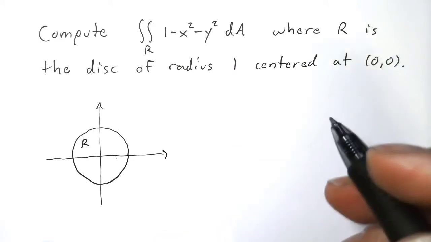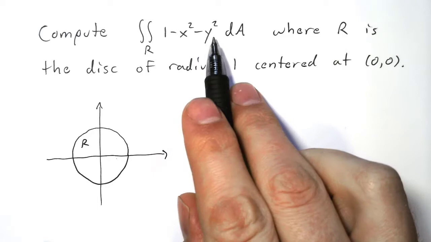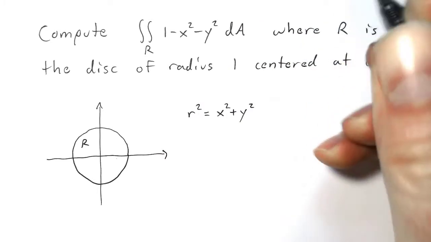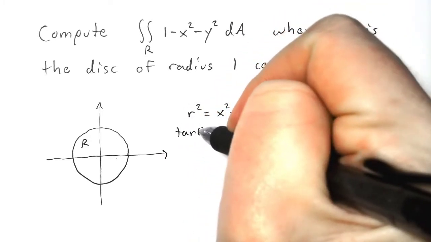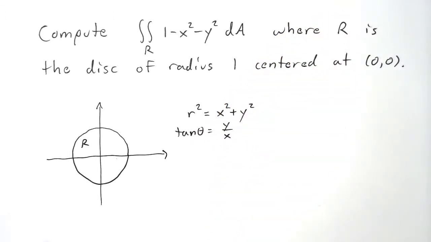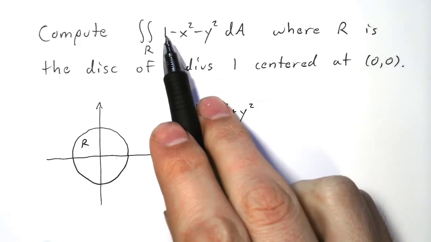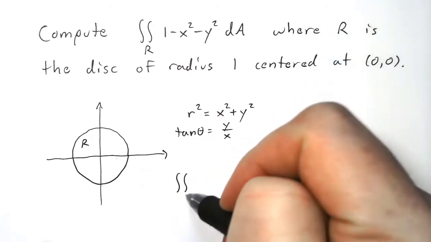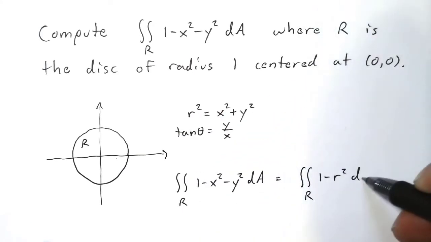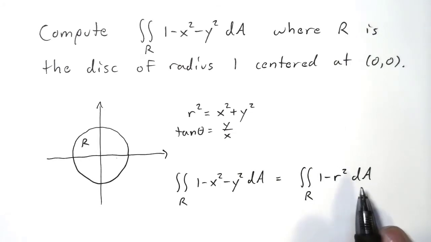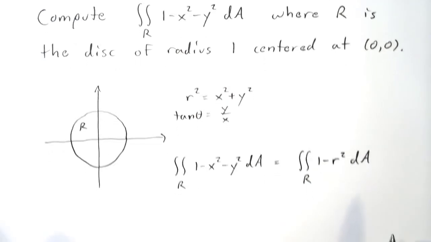All right, well, what we're going to do is set this up in polar coordinates. Now remember, we had some formulas to convert from Cartesian to polar coordinates. We knew that r squared was equal to x squared plus y squared, and tan theta was equal to y over x. These are the formulas that we had to convert. Well, if you look at this, this is just 1 minus r squared. Right? So I can convert this integral into this integral. Okay, good. Now remember what we said a little while ago. We said that dA is the same as r dr d theta. So let's make that substitution.